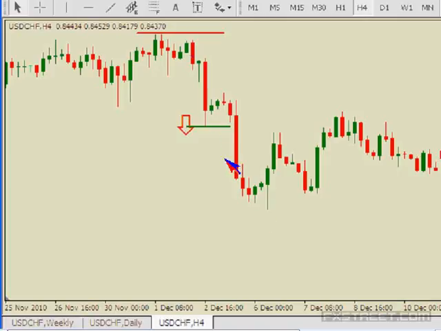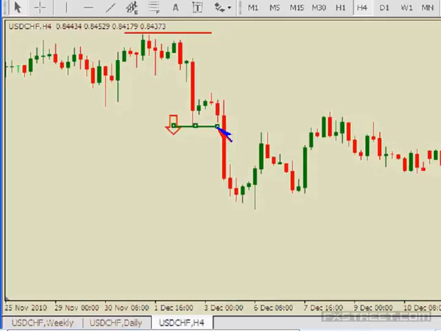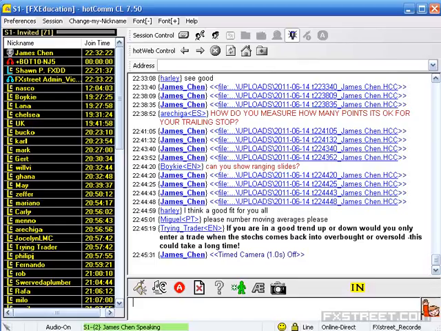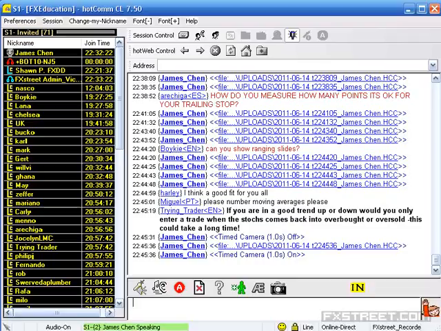And then that is a breakdown below. I'm looking for a breakdown below there. If it doesn't break down below there, I'm moving my breakout level higher. Okay, and then it finally breaks down and it gives me some good momentum. Okay, so that's the basic idea there. Let me quickly go back to my charts.